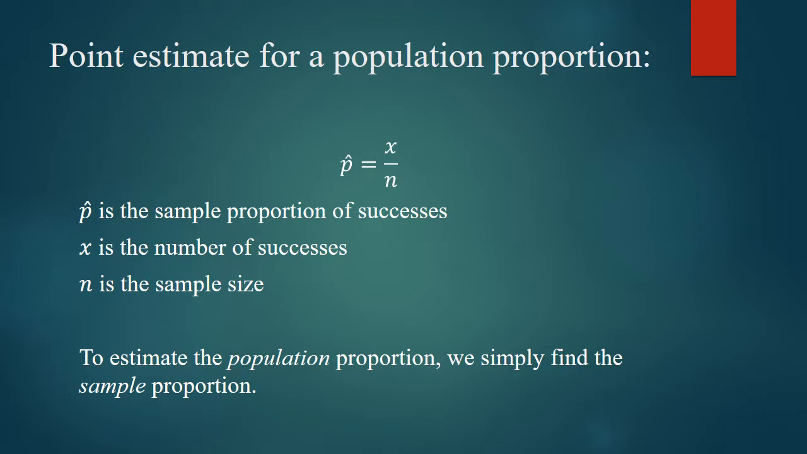We usually can't get data on the entire population. We usually can't take a census. So instead we take a sample. And then we get P hat. This is the sample proportion with X, the number of successes in the sample, divided by little n, the number of subjects in the sample. We use that P hat as our point estimate to estimate the population proportion. Our sample proportion is our estimate for the population proportion.